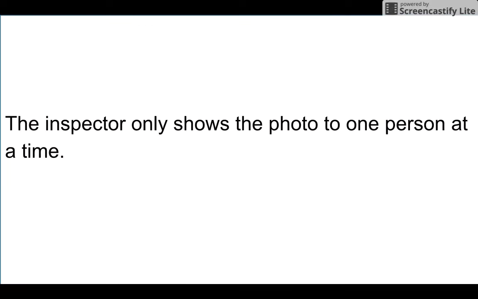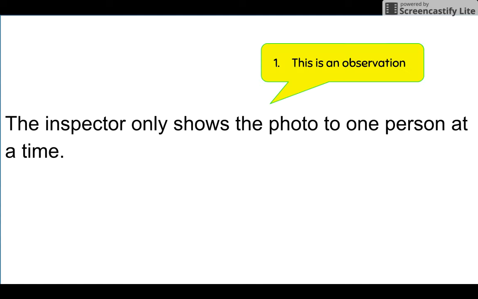One way that you can go about making a point is to observe something in the text. So here we can see the student has written, the inspector only shows the photo to one person at a time. But this is a very low-level skill. This is just observing something that is actually in the text. It doesn't prove anything. It doesn't set up a debate or an argument. So I'm going to look at ways in which we can improve that, okay?